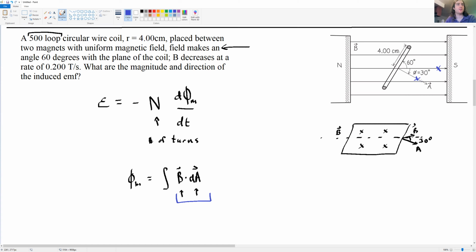Those two are making an angle of 30 degrees with respect to one another, right? So in the problem statement, it says the field makes an angle of 60 degrees with the plane of the coil. That's strangely worded for plugging numbers in from the question, but you have to figure out it's not going to be 60, it's going to be 30, because the area vector is normal, in other words perpendicular, to the plane.